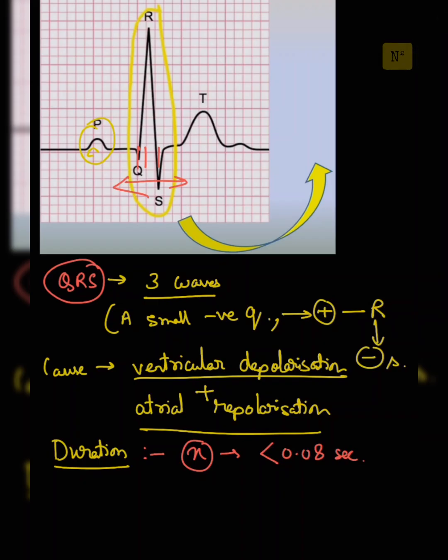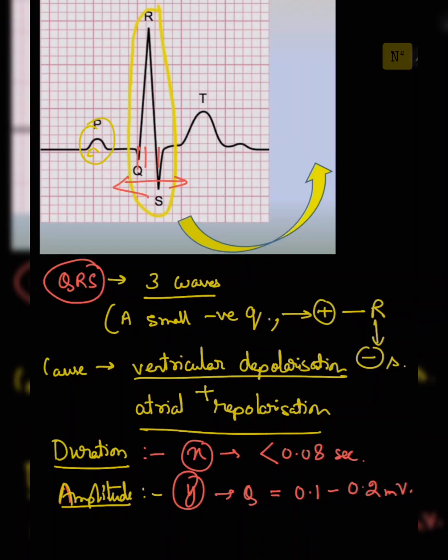Then the amplitude. Now the amplitude is showing you the parameters in the y-axis. Since this is a complex wave, we have three curves. Let's learn about the individual curves when it is normal. Whenever you are getting the Q waves, they should have a voltage in the range of around 0.1 to 0.2 millivolt.